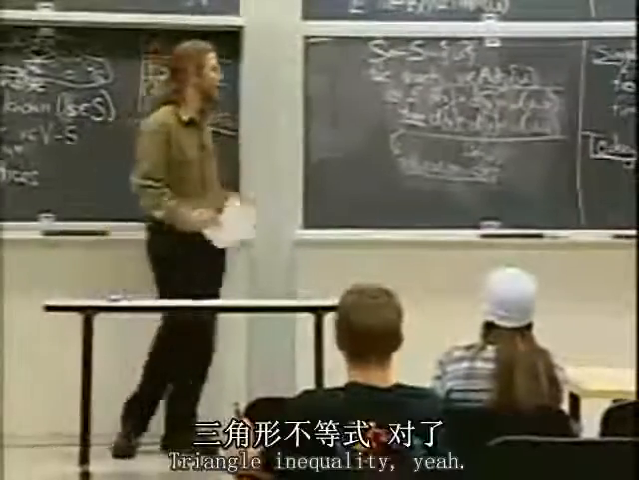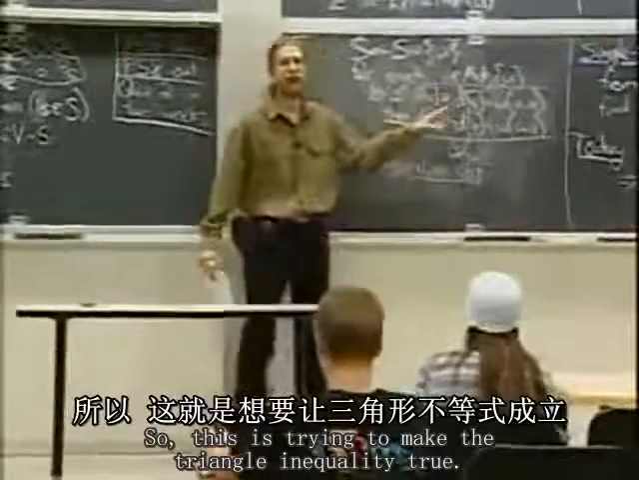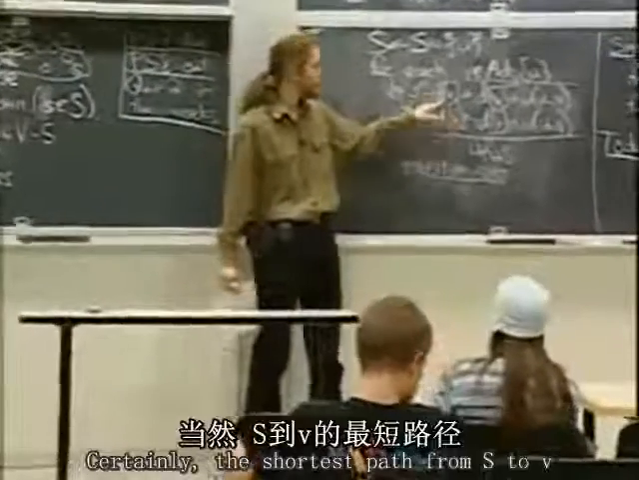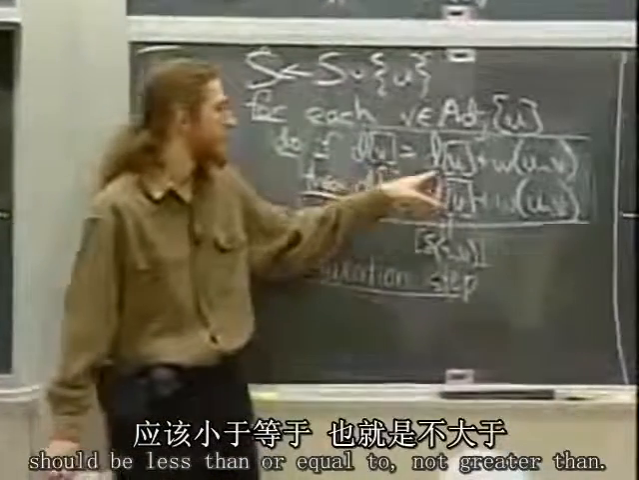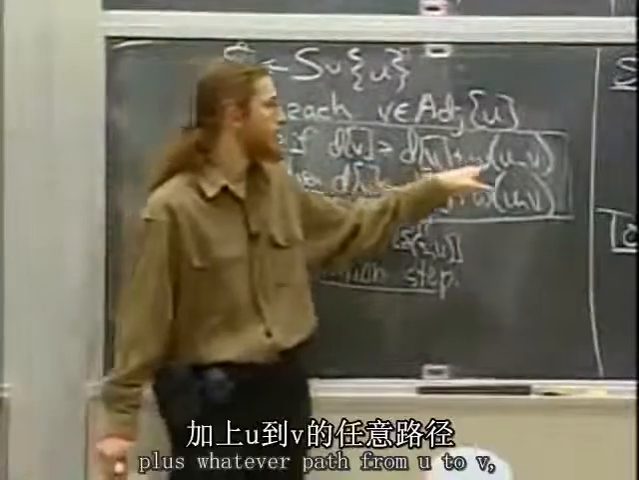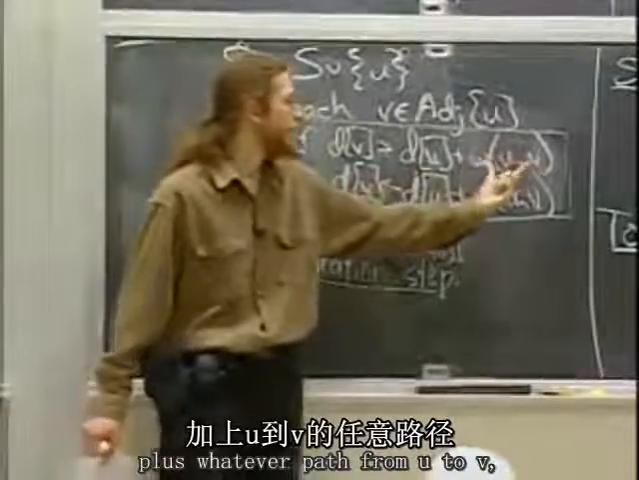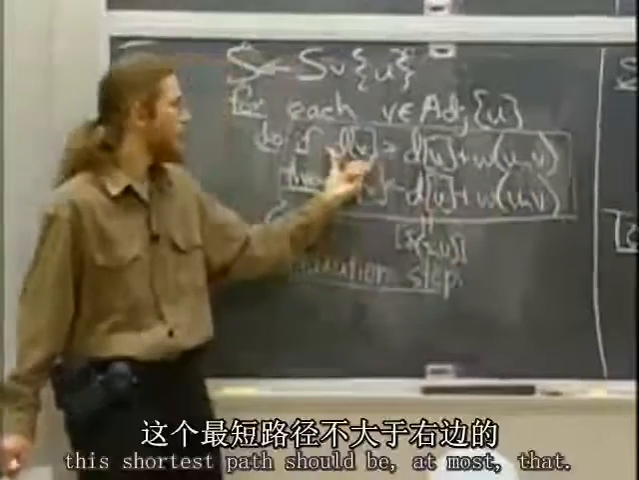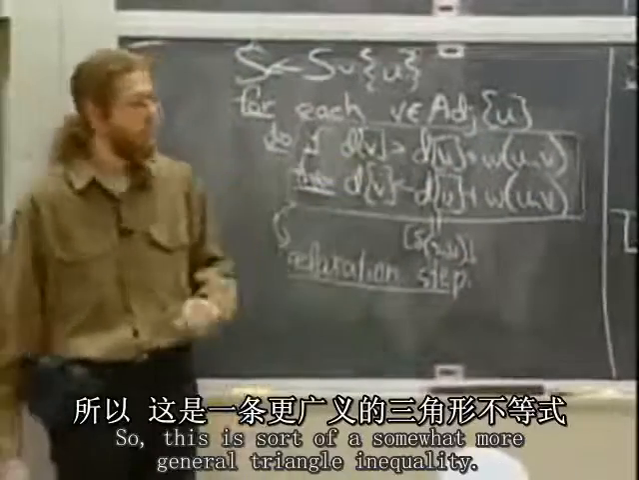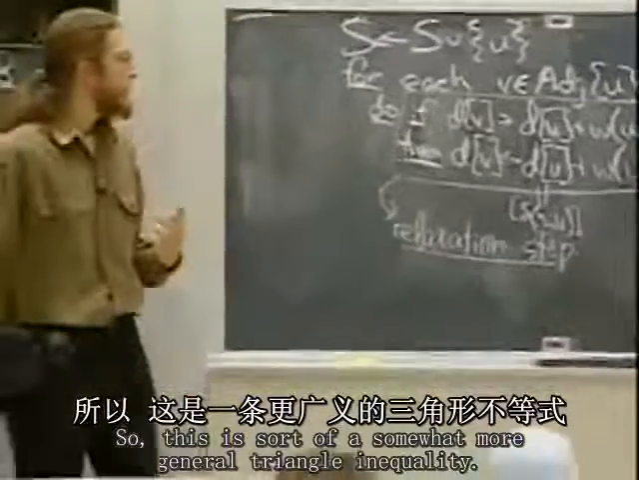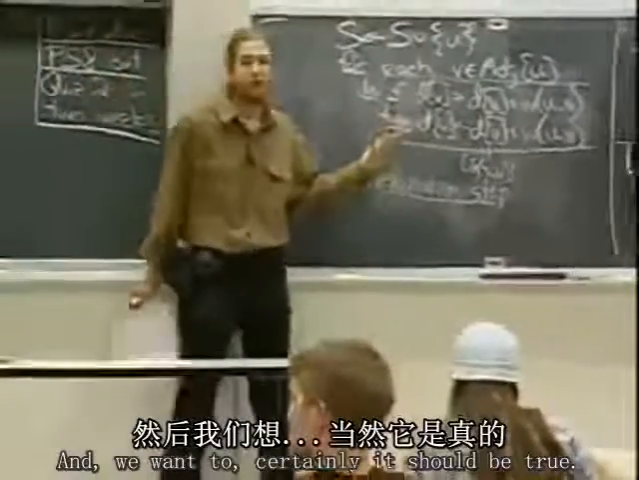Triangle inequality, yeah. So this is trying to make the triangle inequality true. Certainly, the shortest path from S to V should be less than or equal to, not greater than, the shortest path from S to U plus some path from U to V. This shortest path should be at most that. So this is a somewhat more general triangle inequality. And certainly it should be true.